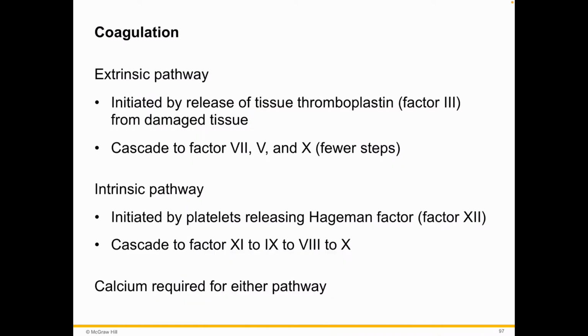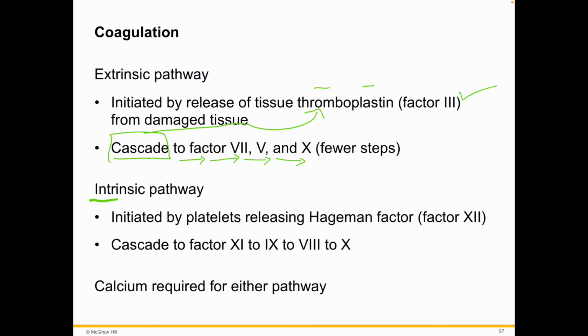So, in a nutshell, the extrinsic pathway is initiated by damaged tissue, when it releases what we call thromboplastin, aka factor 3. You'll see a lot of these factors by number. What that does is begin what we call a cascade. Remember, we talked a little bit about a cascade, meaning one thing leads to another, leads to another, leads to different factors to begin the process of coagulation.